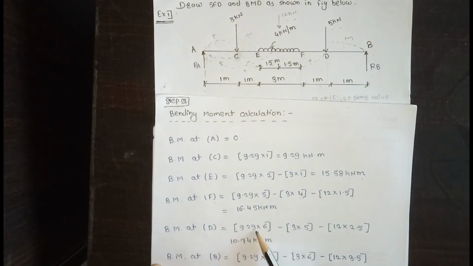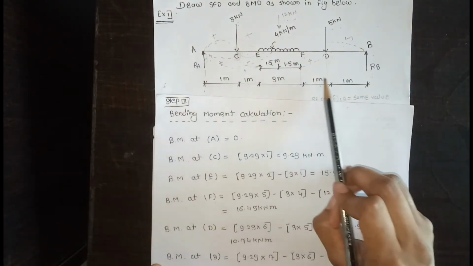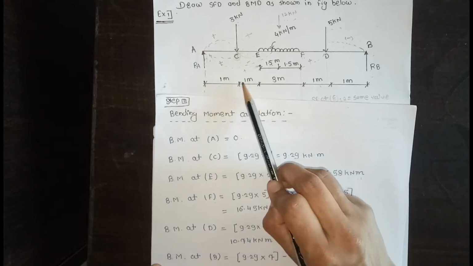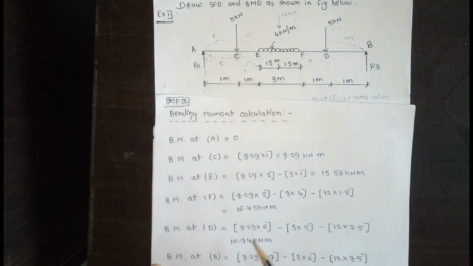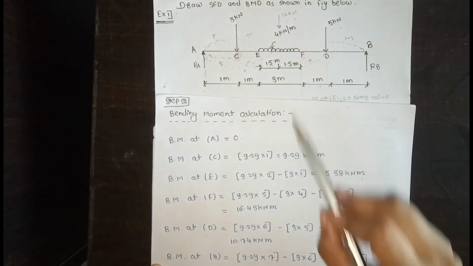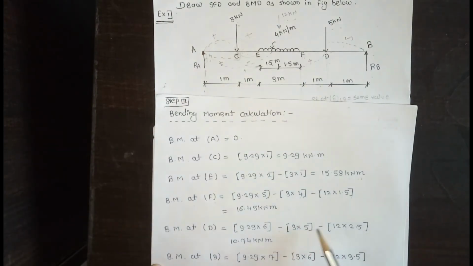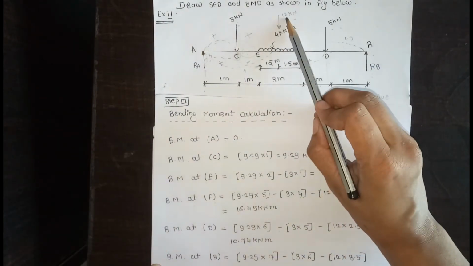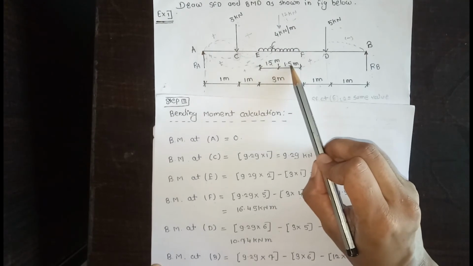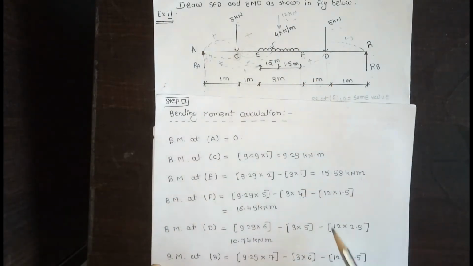Then 9.29 into 6, that is 1 plus 1 plus 3 plus 1 into 6. Then minus, the second force is anti-clockwise, minus 3 into perpendicular distance 5, minus 12 into perpendicular distance 1.5 plus 1, means 2.5, is equal to 10.74 kilonewton meter.